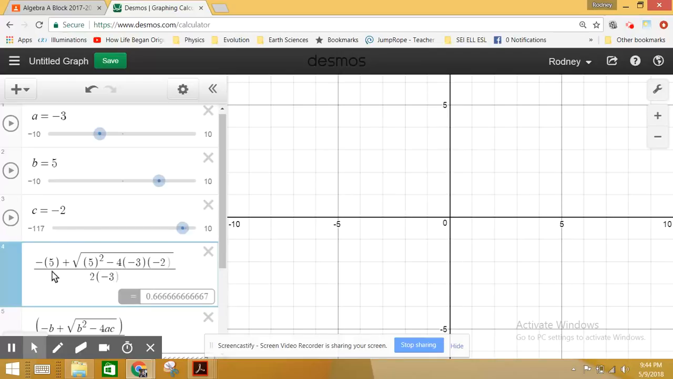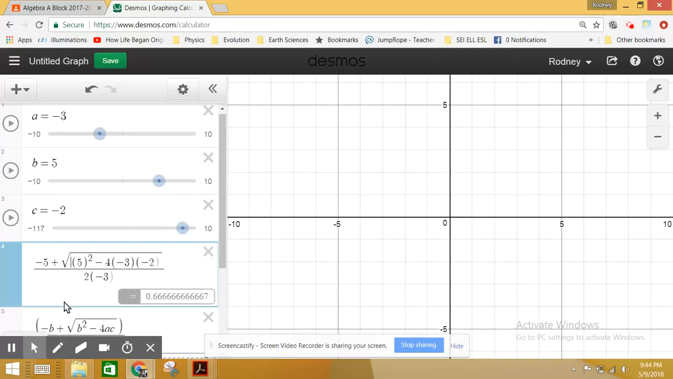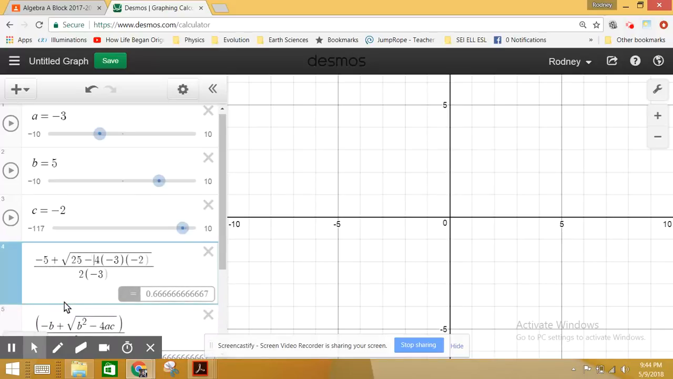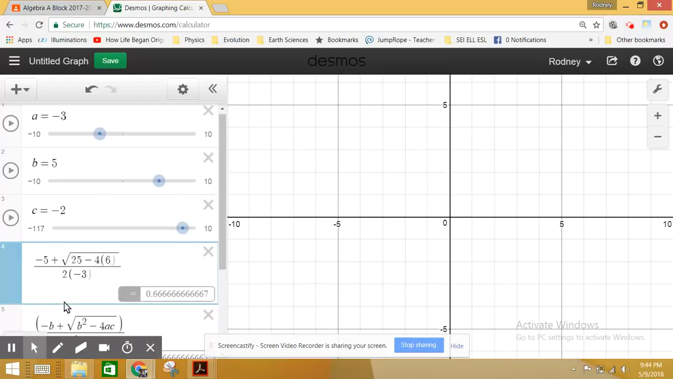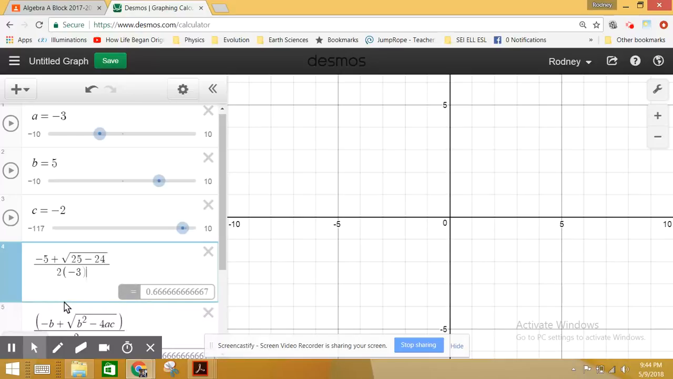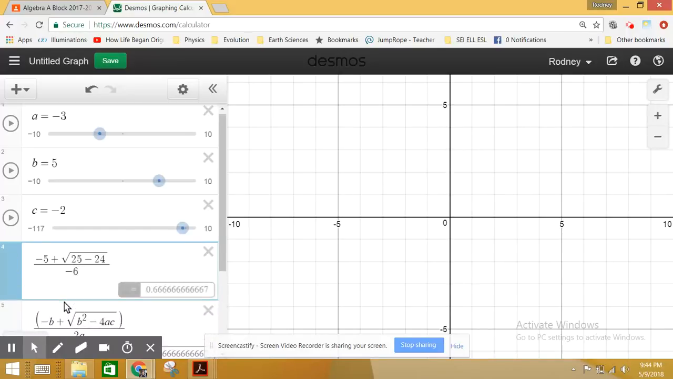Now I'm going to go ahead and simplify everything. That's the negative of 5, which is just negative 5. This is 25. The 5 squared is 25. Now I've got 4 times negative 3 times negative 2. Well, this is going to be 4 times 6. Negative 3 times negative 2 is 6. And then 4 times 6 is 24. So I've got 25 minus 24 there. 2 times negative 3 becomes negative 6. And then 25 minus 24 is just 1.